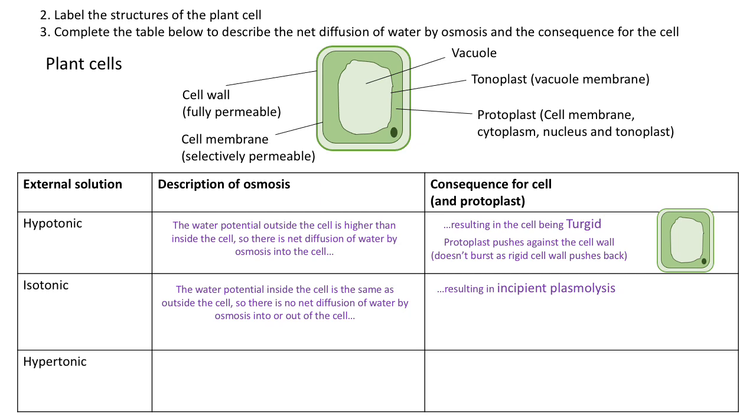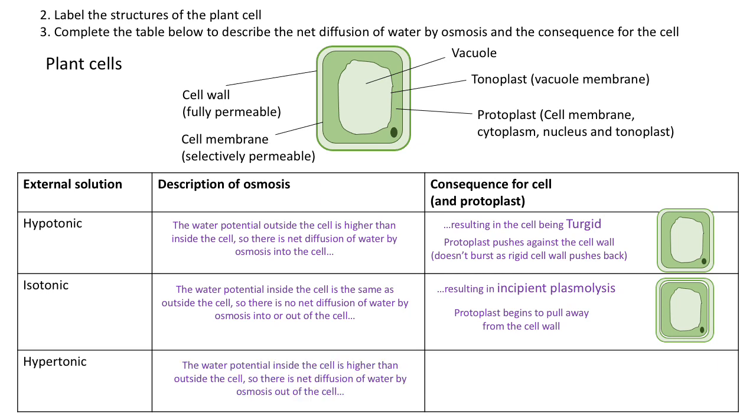What does that mean for the protoplast? It's beginning to pull away from the cell wall. So a diagram of that is this. So you start to see a small gap between the protoplast and the cell wall. Finally, hypertonic. So a high solute concentration, more negative water potential. So your description of osmosis should be this. Water potential inside the cell is higher than outside the cell. So there's net diffusion of water by osmosis out of the cell.